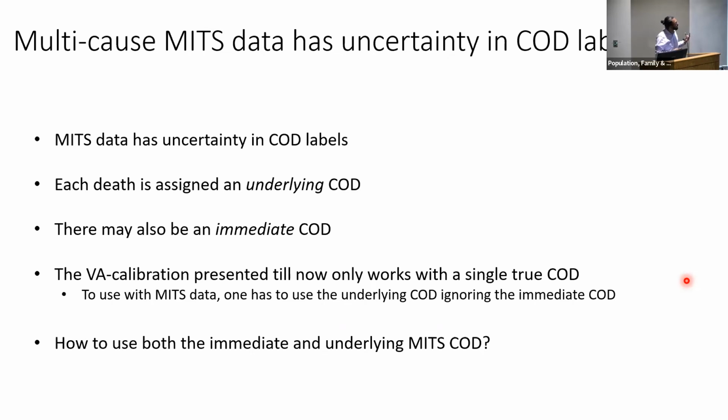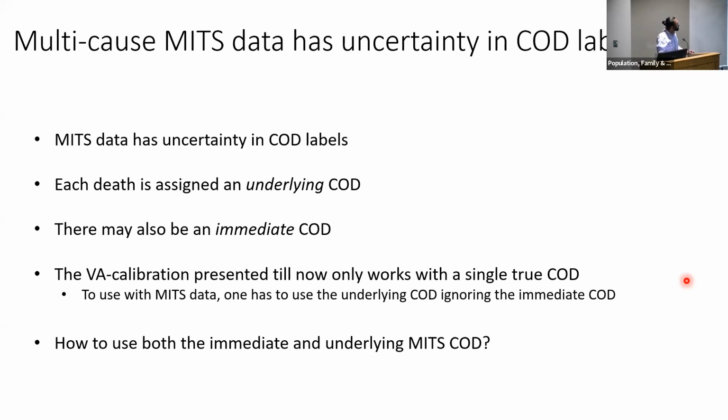Then going back to your question about which cause to use. MITS, as I said, has both an immediate cause and an underlying cause, and it gives us the entire causal chain. We were initially just pairing the underlying cause of death to the VA cause of death because VA predicts the underlying cause of death. But talking to the CHAMPS folks, we realized that there are many cases where they're not certain which is the immediate and which is the underlying, and the labeling is sometimes arbitrary to a certain extent. And they said it might be better if you use both of them in your calibration, because there are quite a few cases where we are not certain.